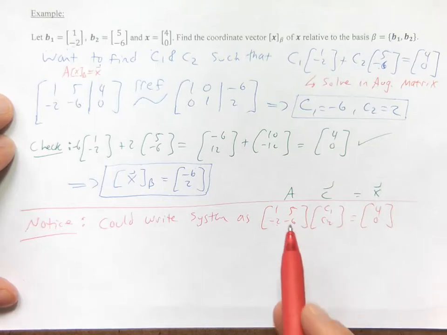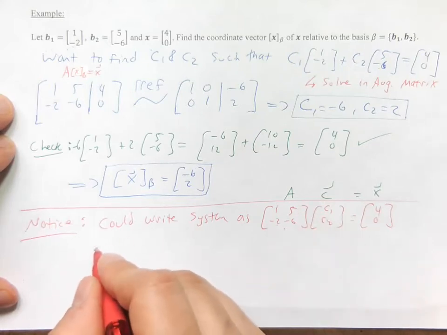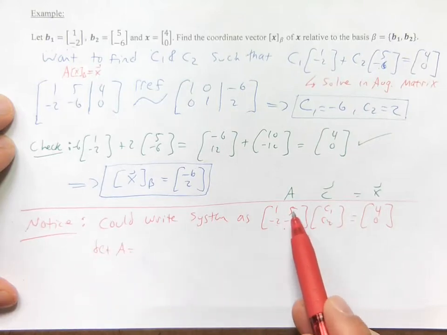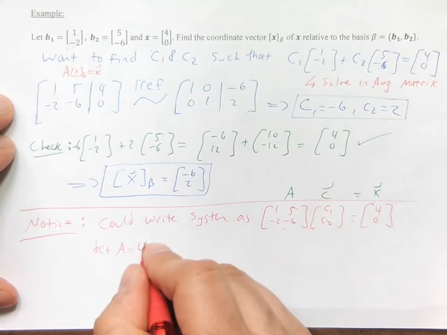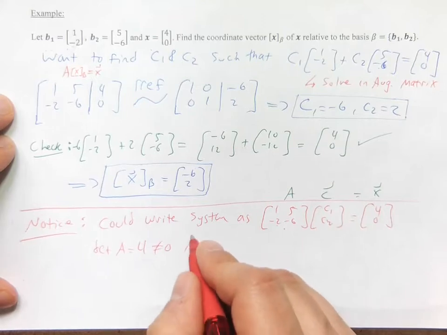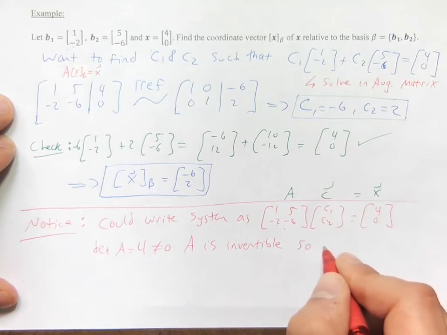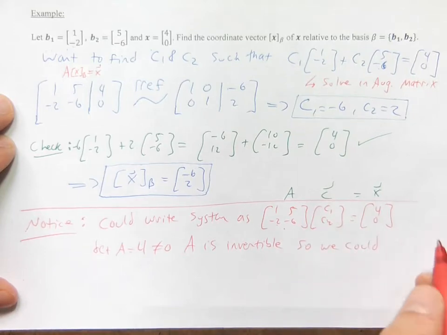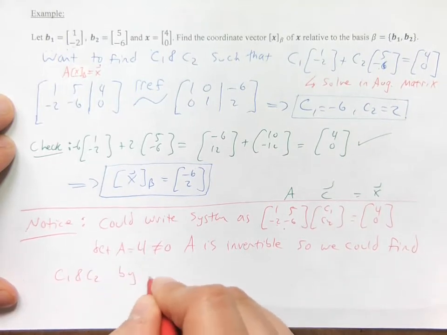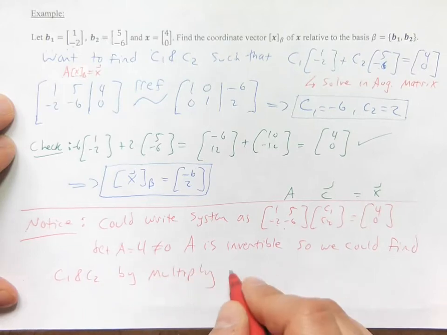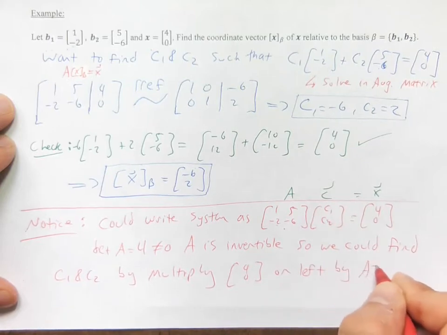And so we know that this has an inverse because the determinant's not 0, right? If this is our matrix A, the determinant of A would be AD minus BC, which would be -6 plus 10, so that's going to be 4. And since it doesn't equal 0, we know that the matrix A is invertible. And so we could find C1 and C2 by multiplying the vector 4, 0 on the left by the inverse.